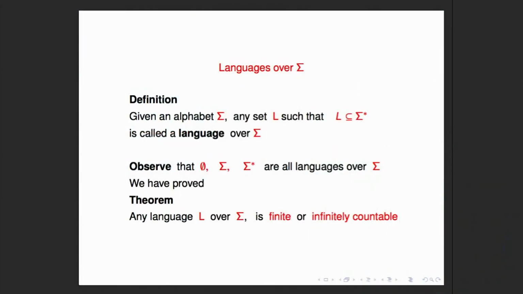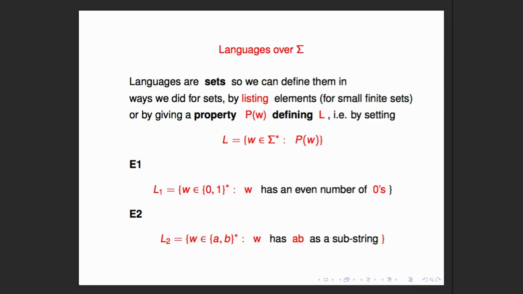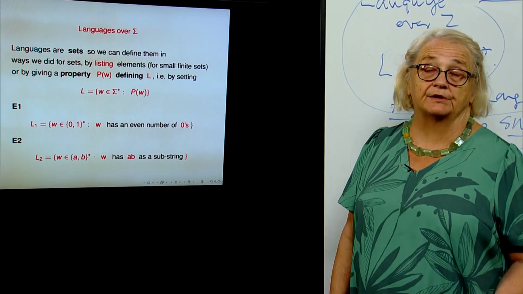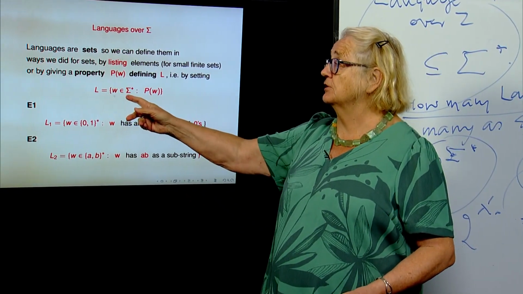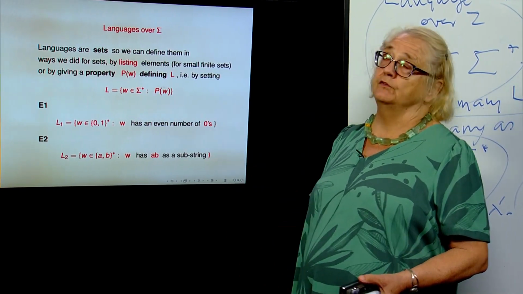And so, given an alphabet, I repeat that a language is any subset of sigma star. So any language over sigma is finite or countably infinite. And languages can also be finite languages. You can enumerate them, but often they are defined by a property, like sets, right? Sets can be defined that way. A language is the set of all words which fulfill a certain property.